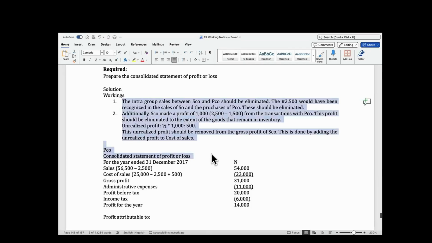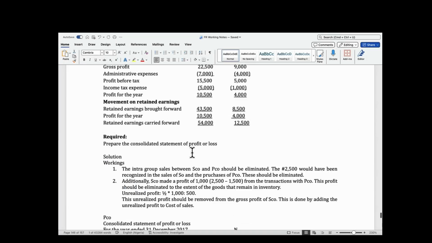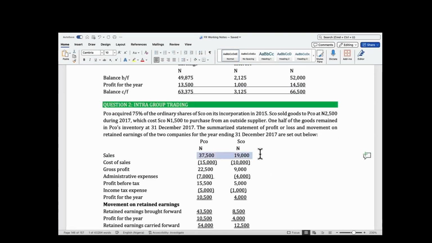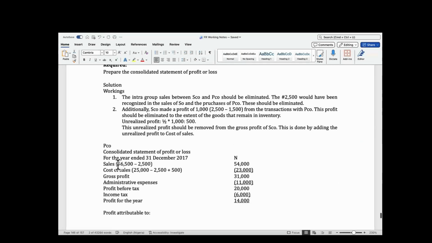I did some explanation of what I've just said here. So first, to prepare my consolidated statement of profit or loss, the sales of the parent and that of the subsidiary, these two, 37.5 plus 19,000, gave us 56.5. We would remove the intragroup sales.